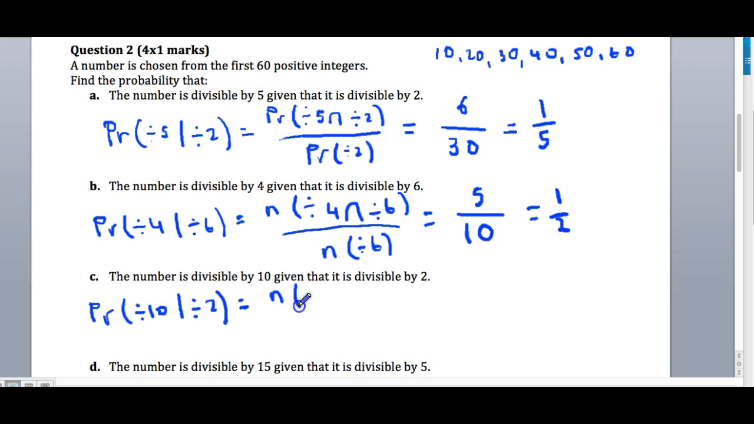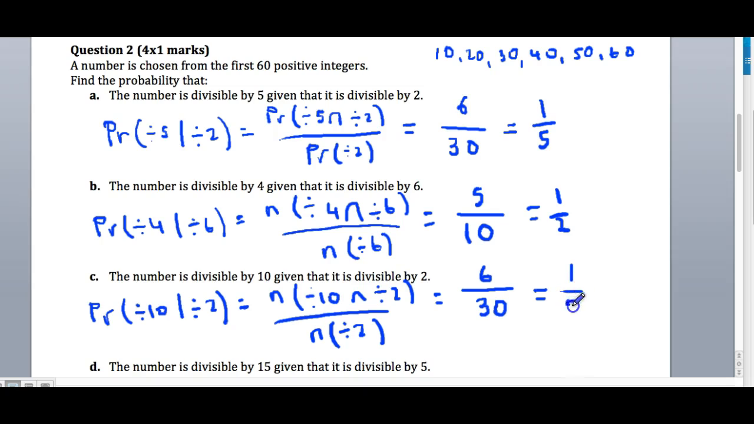We have the number divisible by 10 and divisible by 2, over divisible by 2. So 10 times 2 is 20, but again, not the lowest common multiple. The lowest common multiple is actually 10. So how many times does 10 go into 60? It's 6. And how many times does 2 go into 60? It's 30. Okay, so we have 1/5.